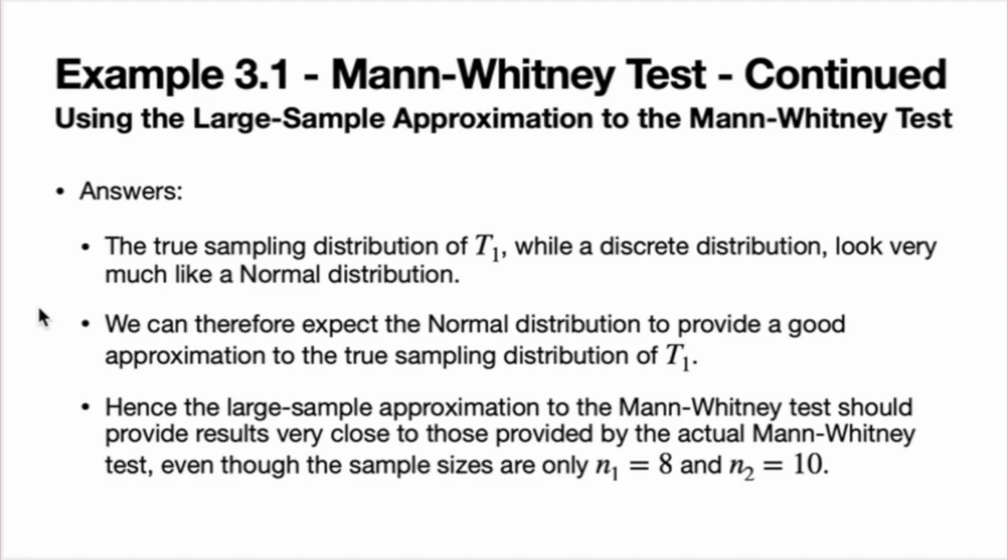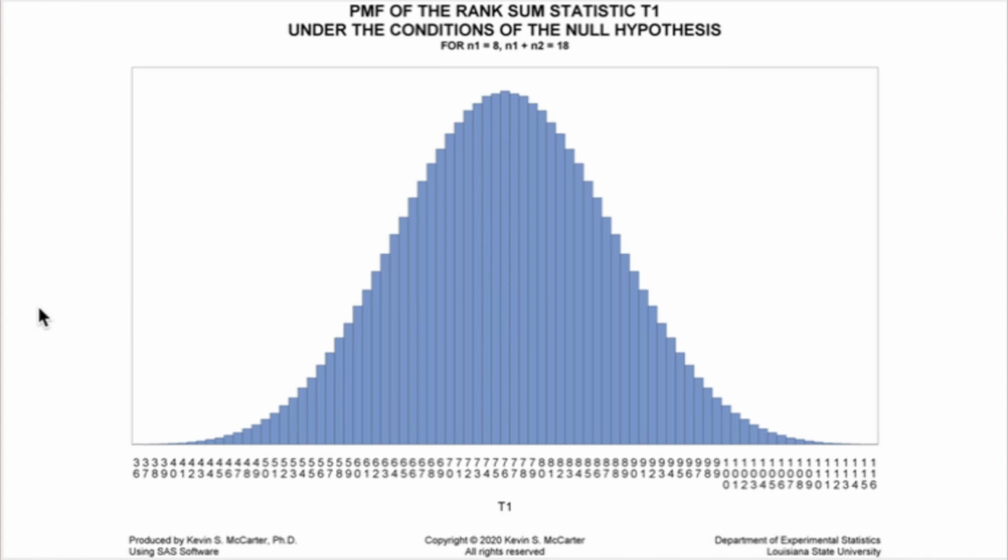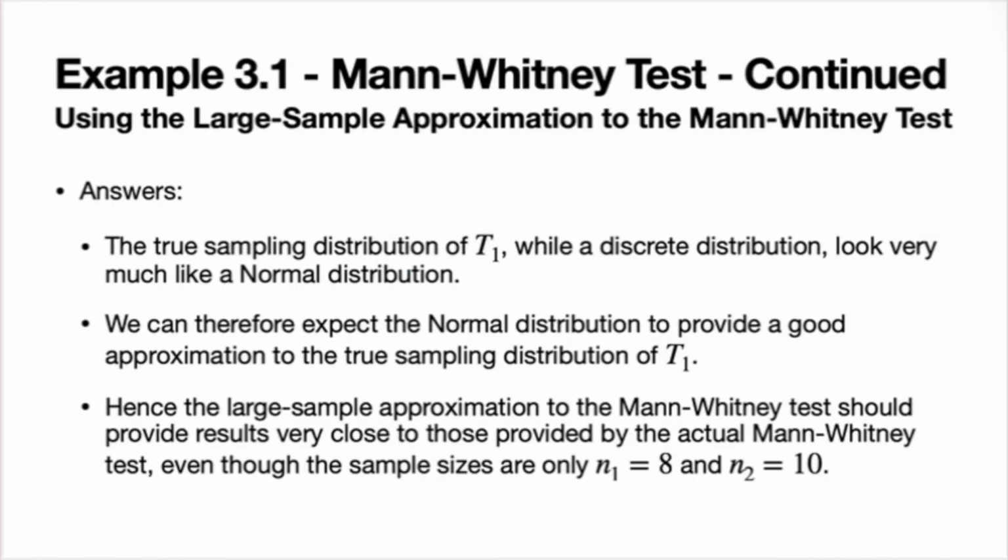And so we can therefore expect the normal distribution to provide a good approximation to the true sampling distribution of T1. Therefore, the large sample approximation to the Mann-Whitney test should provide results very close to those provided by the actual Mann-Whitney test, even though the sample sizes are only 8 for the first sample and 10 for the second sample, a total sample size of 18. Even for this small of a sample, I think you would agree that that looks pretty doggone normal. So this is the motivation.